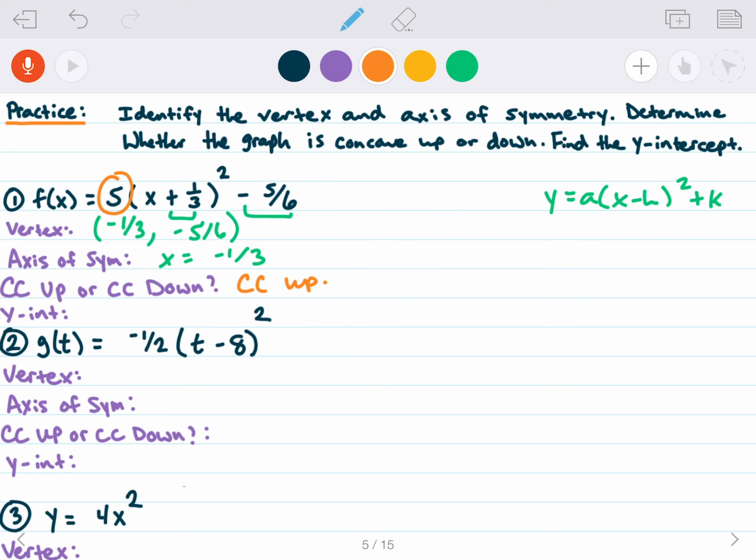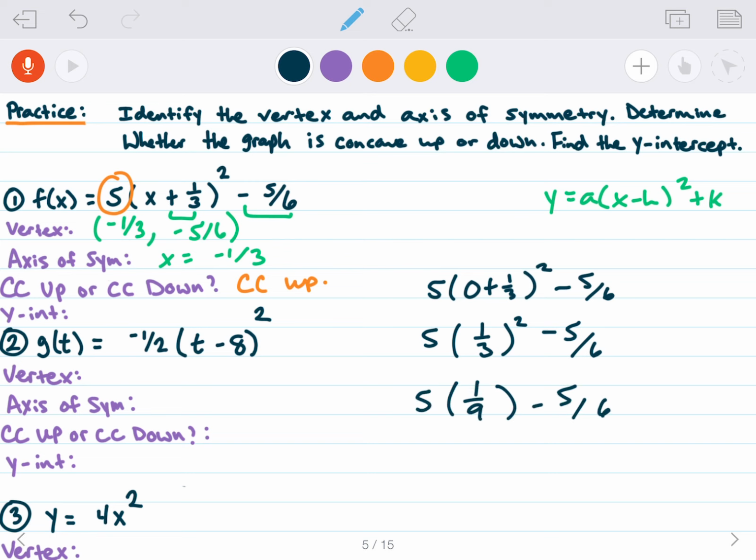And our y-intercept, we're going to plug in 0 for x into our original function, so we get 5 times (0 plus 1/3) squared minus 5/6. Simplifying, we get 5 times 1/3 squared minus 5/6. Now 1/3 squared is 1/3 times 1/3, which is 1/9. So that's 5 times 1/9 minus 5/6. 5/1 times 1/9 is just 5/9 minus 5/6. And I'm lazy, so I'm putting this in the calculator. You guys can too, if you don't like finding common denominators, it's just a little tedious. Okay, so I'm doing 5/9 minus 5/6, and I'm getting simplified as negative 5/18. That's my y-intercept here. All right, awesome. Let's do the next one.